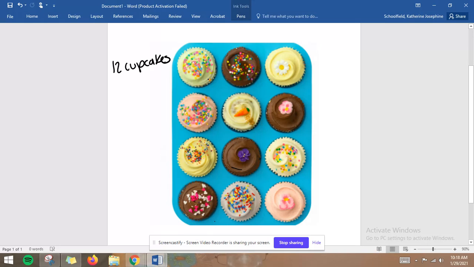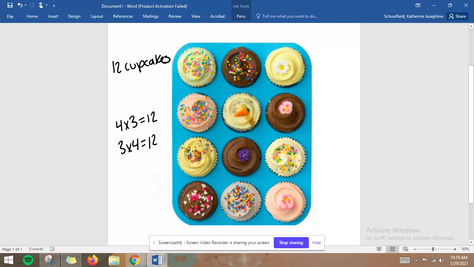And the student might say, well, I see that there's 3 cupcakes in each row, and there are 4 rows. So you could say 4 rows of 3, which then translates to 4 times 3 equals 12. Now, you could say the opposite of that too. You could say there's 3 rows of 4, which is 3 times 4, which equals 12.